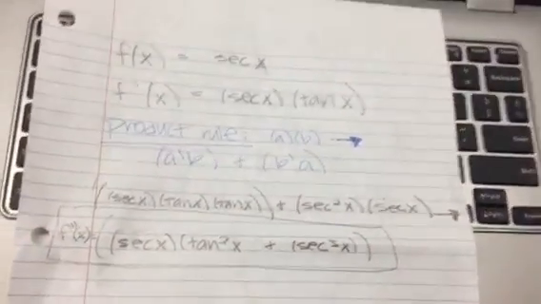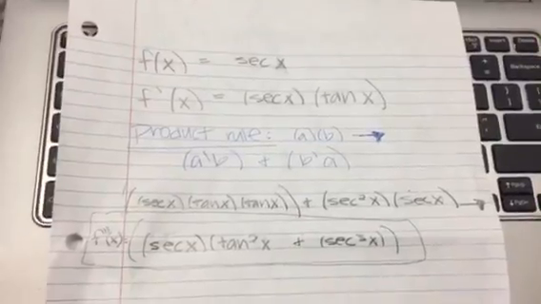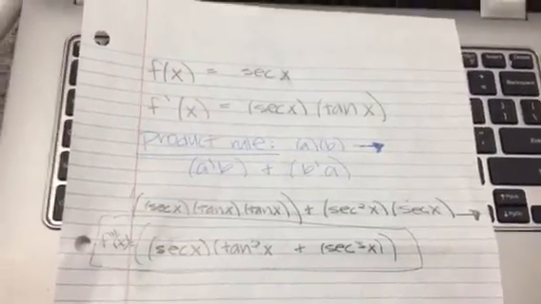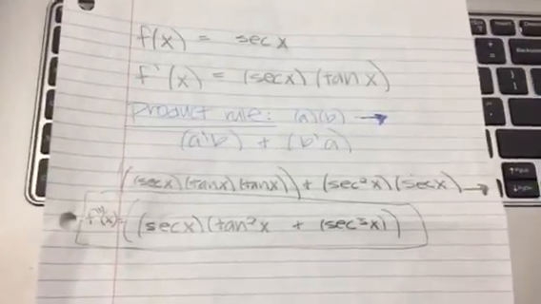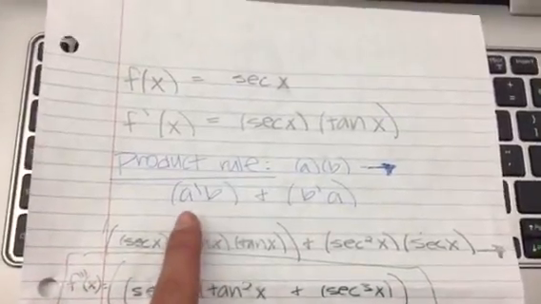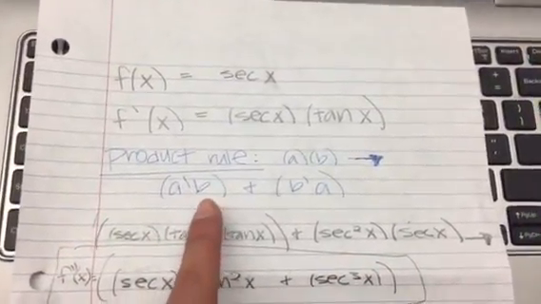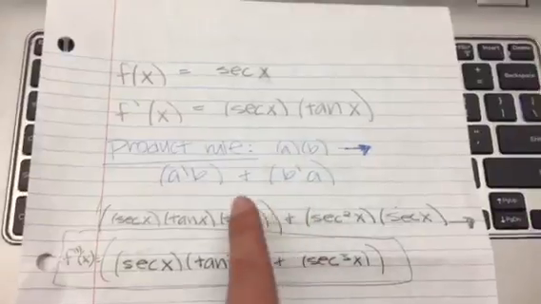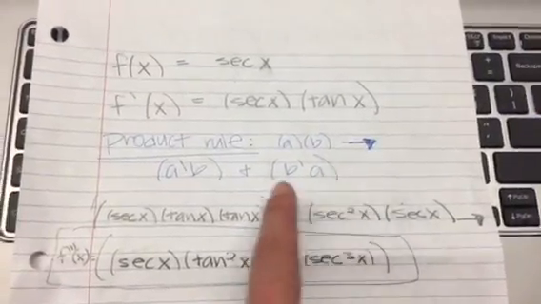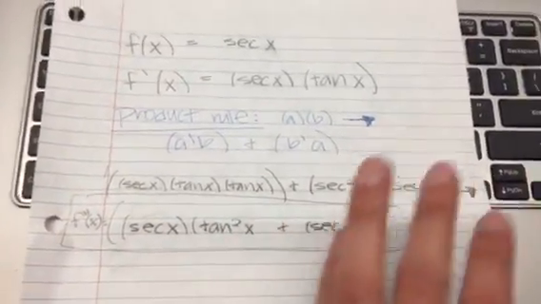Looking at that, we know that we need to use the product rule, which is when you have a times b, you take the derivative of a multiplied by b, plus the derivative of b multiplied by a.